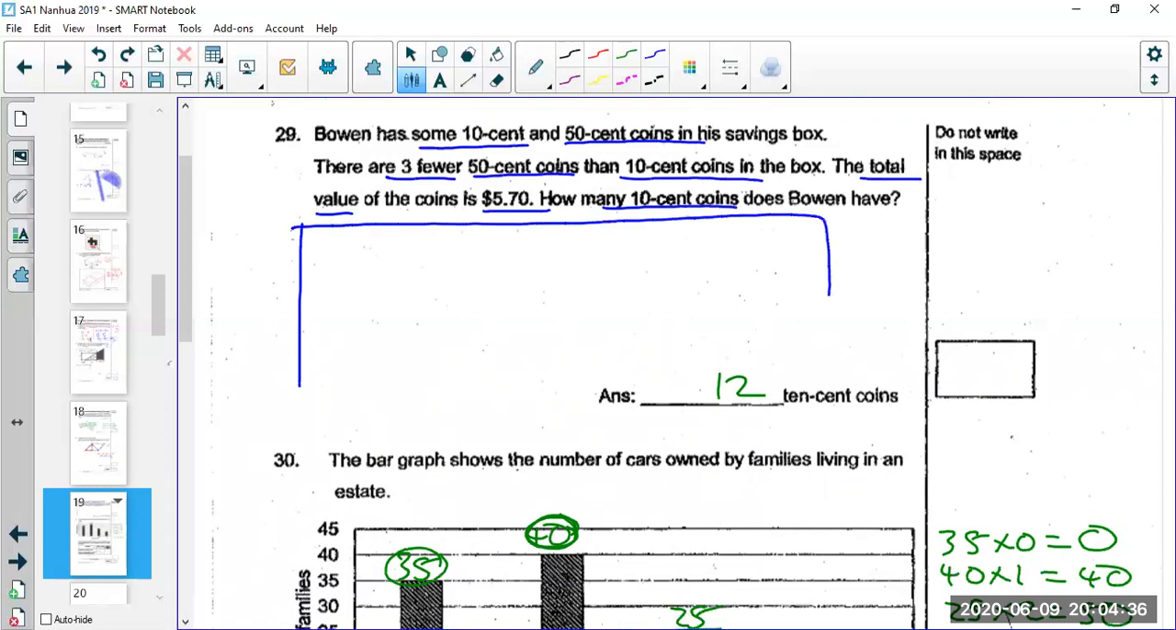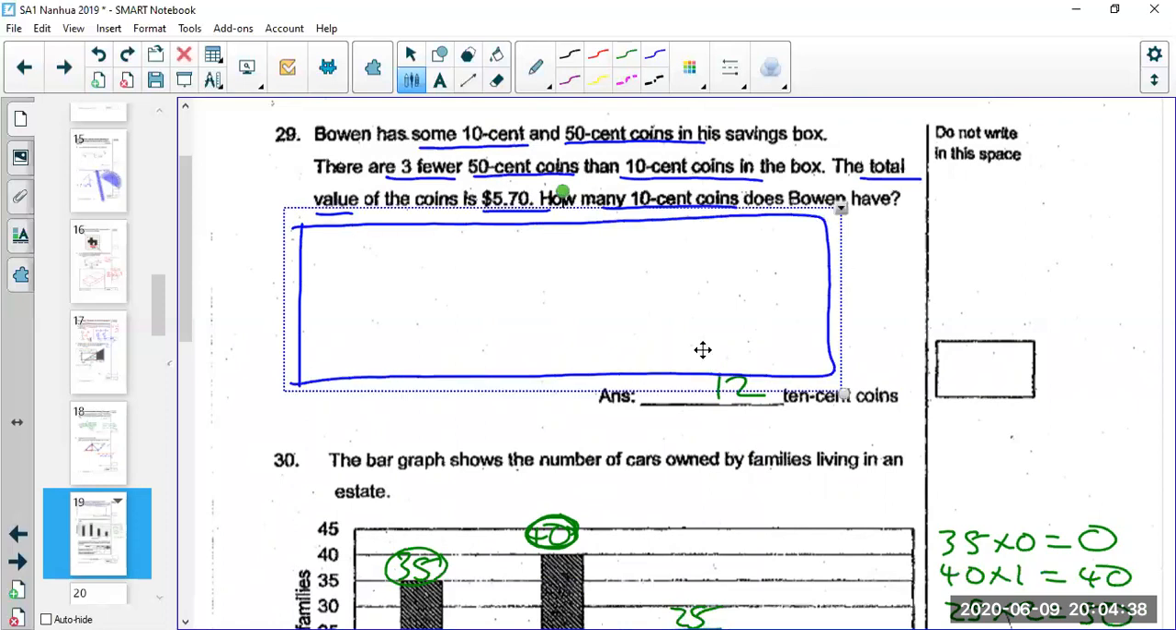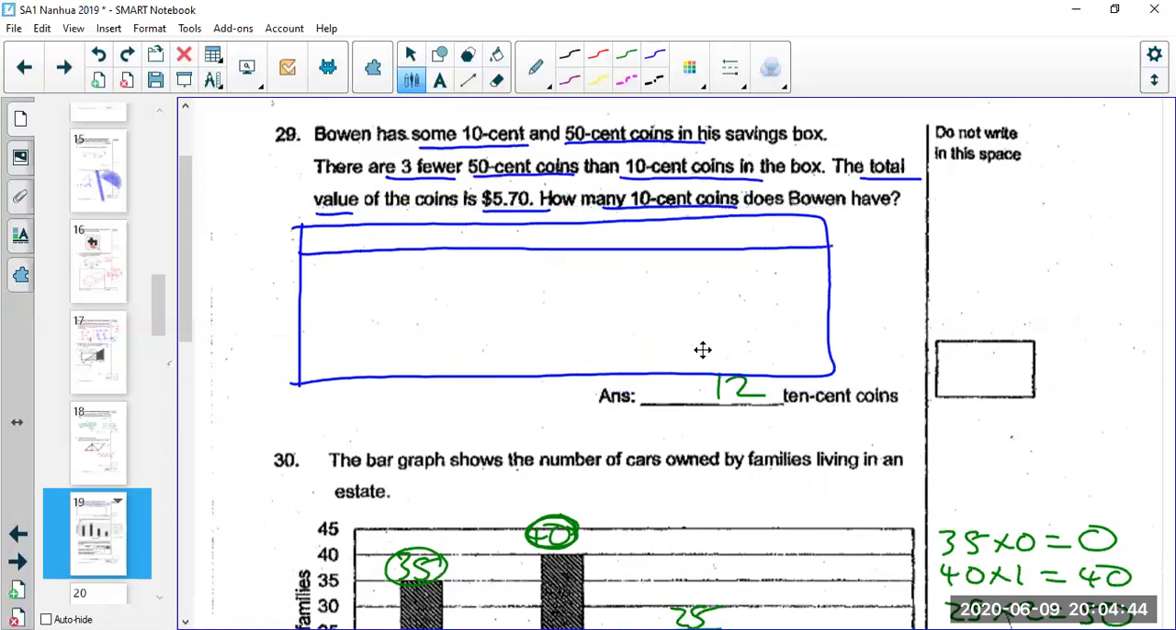So you have a table, right? Something like your guess and check table. Then you cut the first row and you label. The first column, you can call how many 10-cent coins. Then the second column will be how much is the 10-cent coins. Then the next column, how many 50-cent coins? And then the next column will be how much is all the 50-cent coins.